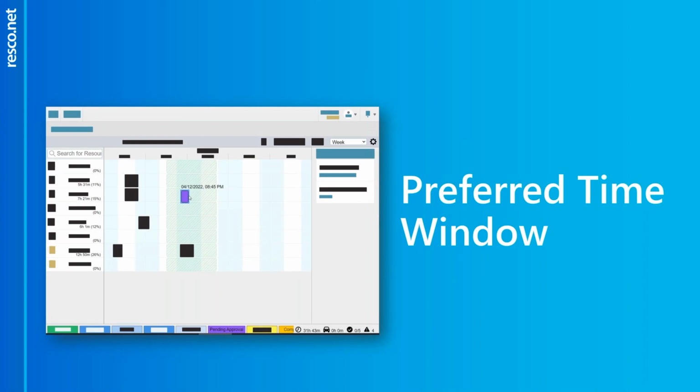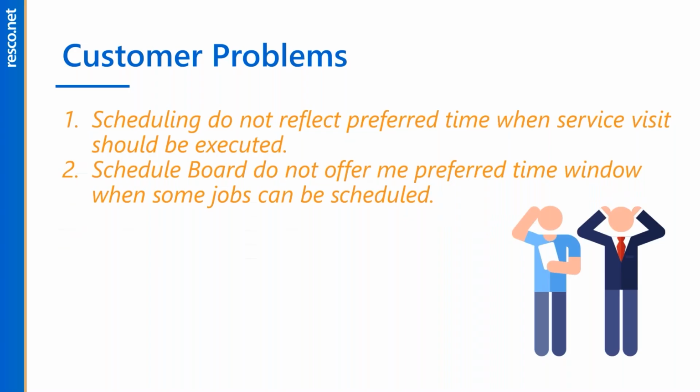Another enhancement is something which I really like because it also opened a lot of use cases, and I will show you which ones. It's called preferred time. There were also problems for the schedulers, scheduling managers or dispatchers, that our scheduling did not reflect the preferred time when a service visit should be executed. There was no reflection on the schedule board, and the schedule board was not offering some preferred window, visually and functionally, for when some jobs can be scheduled or are recommended to be scheduled.